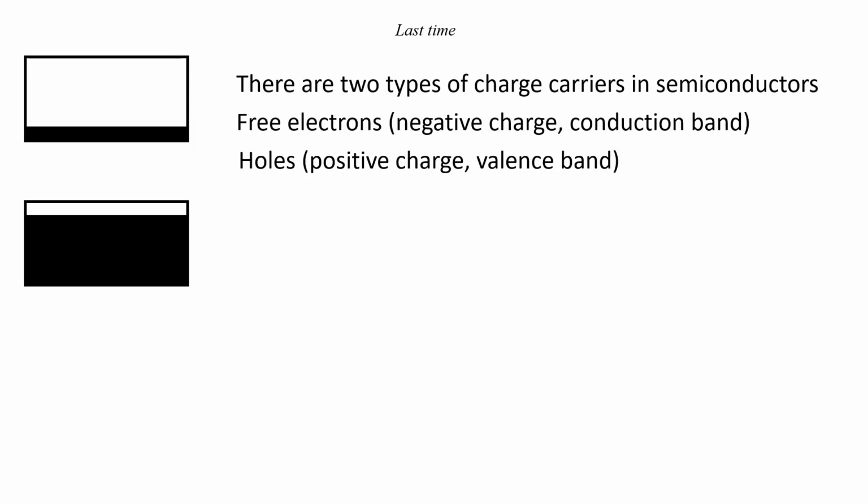Okay, so last time we learned that there are two types of charge carriers in semiconductors. There are free electrons, which are electrons in the conduction band, and there are holes, which are an absence of electrons in the valence band. So since the electrical properties of semiconductors are heavily dependent on the concentration of charge carriers, we need to find an explicit expression for these concentrations. And that's what we're going to find in this lecture.